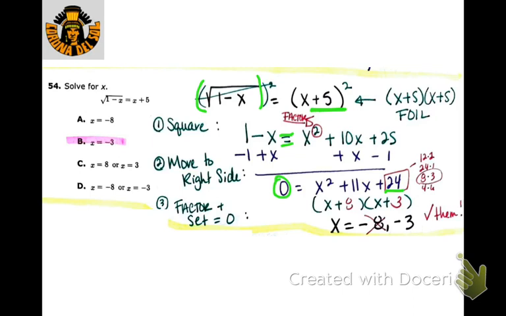So this is two numbers that multiply to be 24 and add up to be 11. So 8 and 3 work great. So we get two answers, negative 8 and negative 3, but after checking, the negative 8 doesn't work, and so negative 3 is the only answer. So please check your answers.